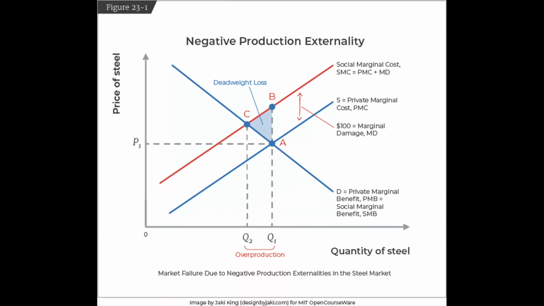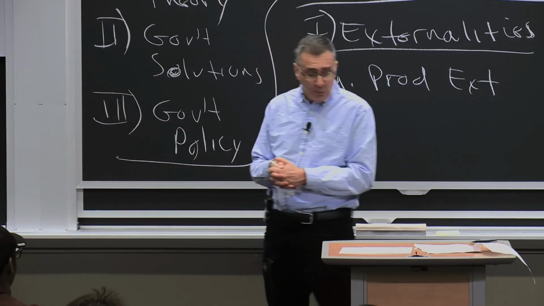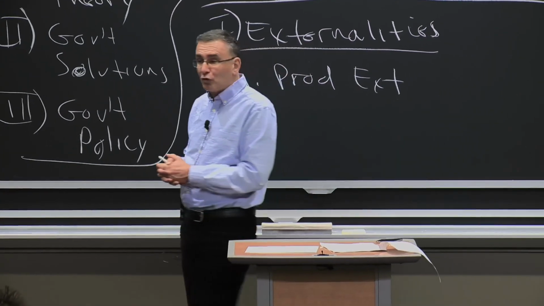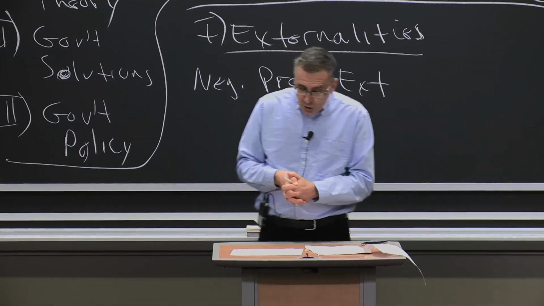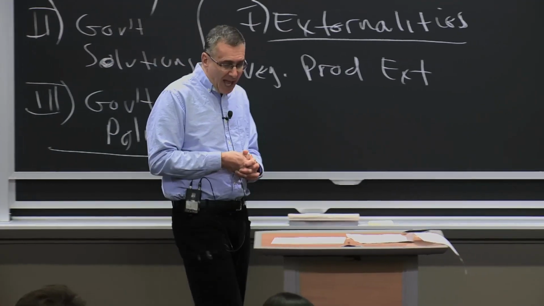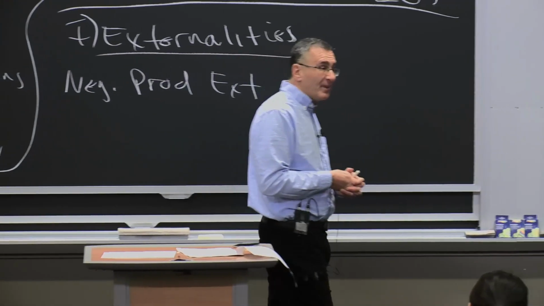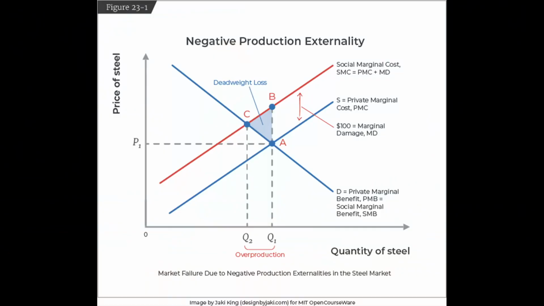Now, what does this mean? This means that the optimal level of production from society's perspective is not point A, it's point C. From society's perspective, incorporating the damage to the fishermen along with the cost of the steel plant, the optimal point is where social marginal cost equals social marginal benefit, which is point C. So from society's perspective, there should be less steel production, at an amount Q2, which is below Q1. But the steel plant doesn't care. The steel plant produces Q1. They don't care about the fishermen downstream. So you're going to get overproduction and a deadweight loss.